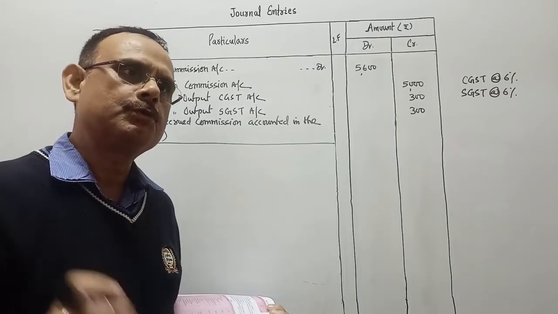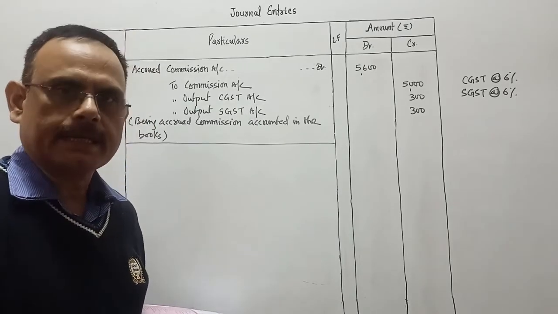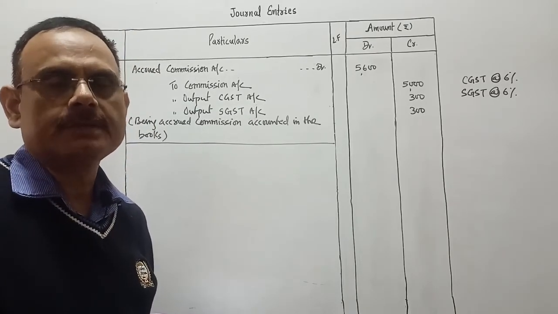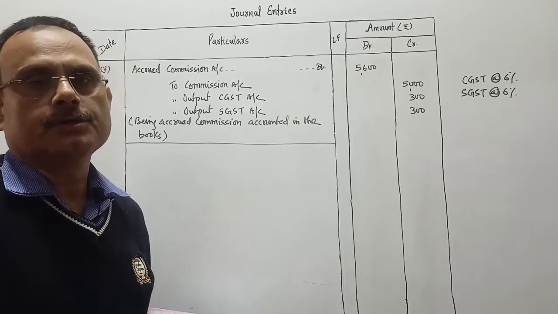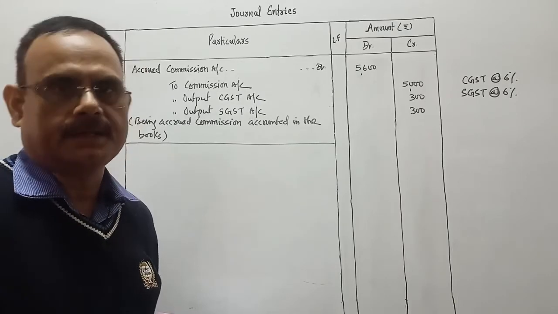At that time we will do the entry for CGST and SGST. As it is an income, we will receive the GST, so output CGST and output SGST will be credited.